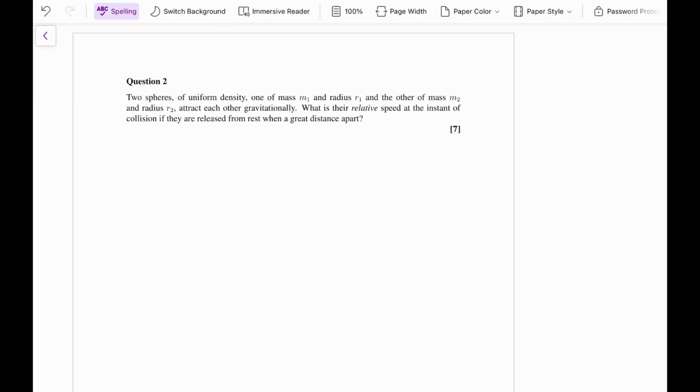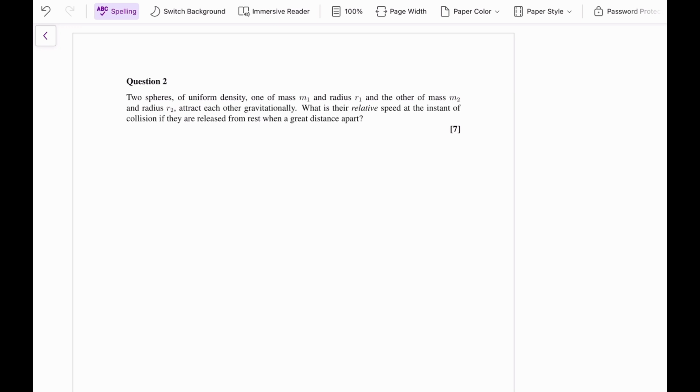Okay, now for the second question, it says two spheres of uniform density, one of mass m1 and radius r1, and the other of mass m2 and radius r2, attract each other gravitationally. What is their relative velocity at the instant of collision if they are released from rest when a great distance apart?